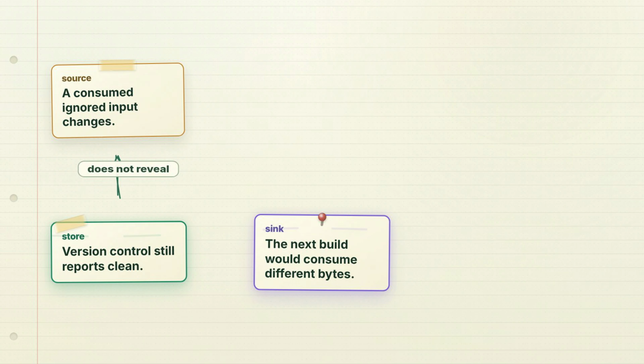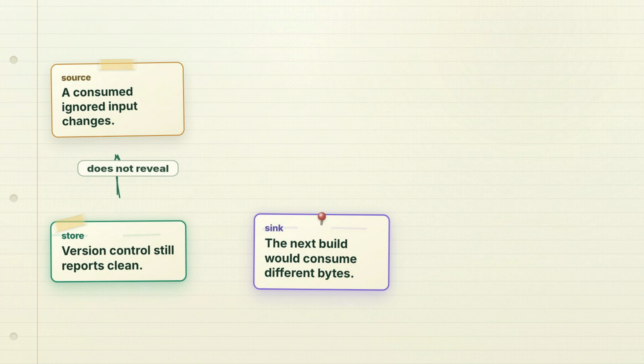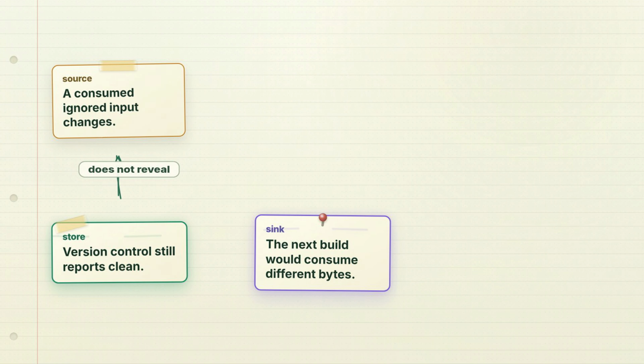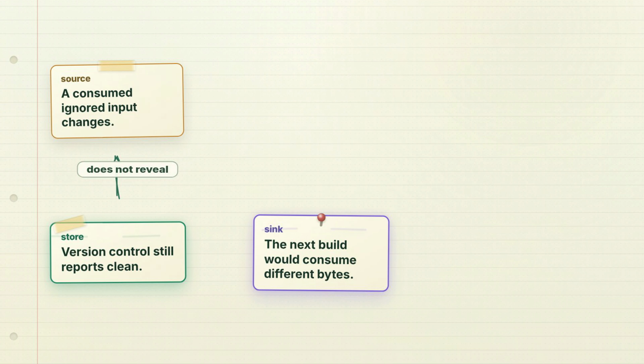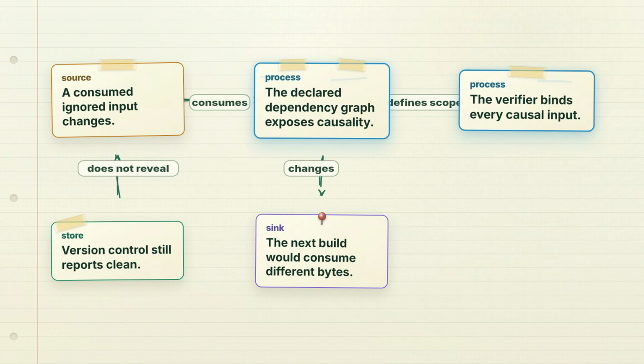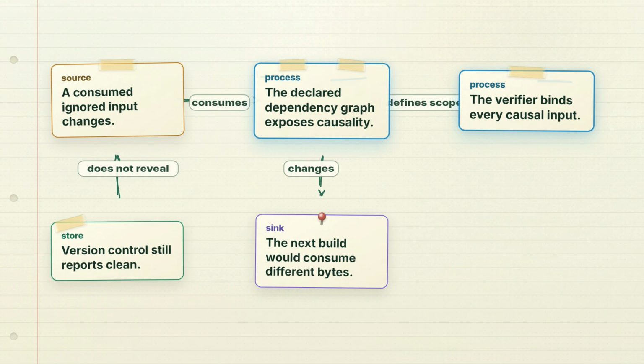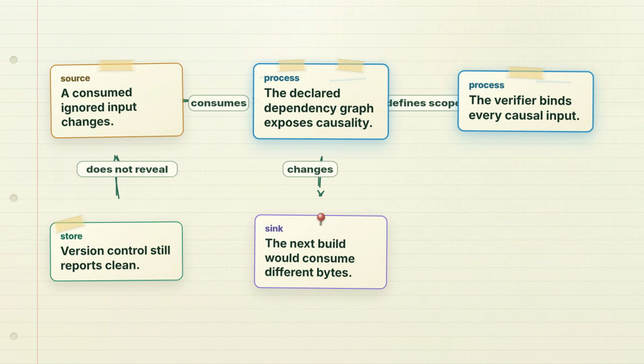An independent reviewer attacked the gate by changing an input that the build consumed even though version control ignored it. The artifact, commit, and tracked file status stayed unchanged, but the next build would consume different bytes. A receipt that records only the commit misses that dependency. Define verification scope from the declared dependency graph. Include external files, ignored inputs, tool configuration, and generated inputs when they can affect the output.